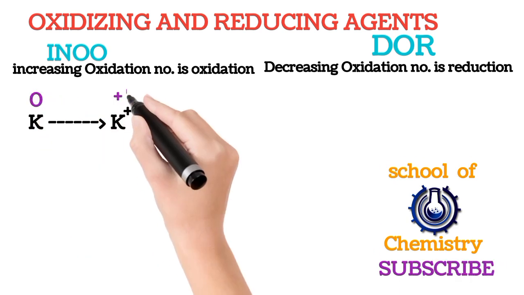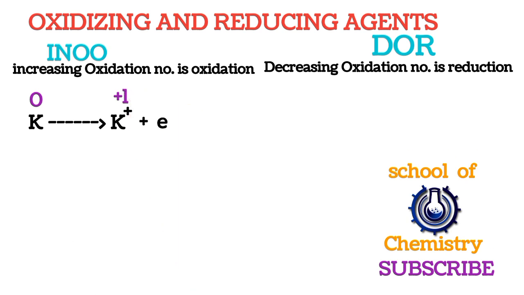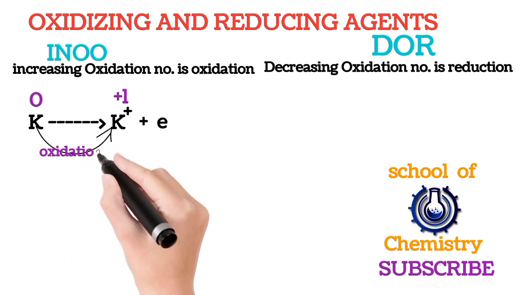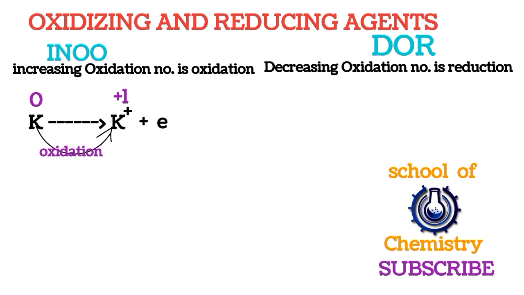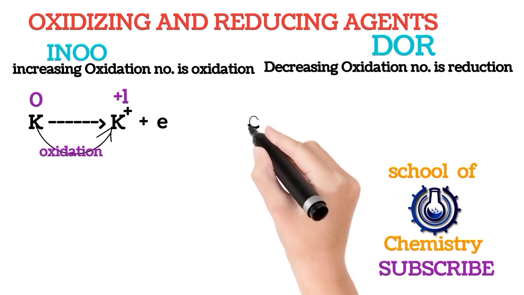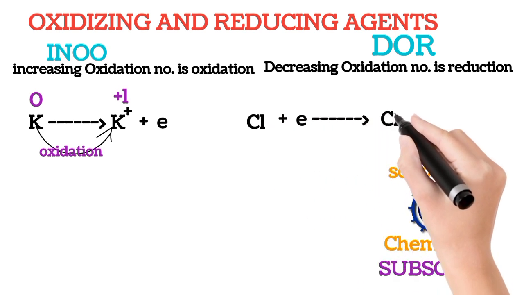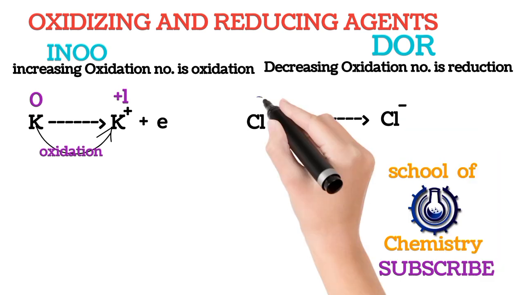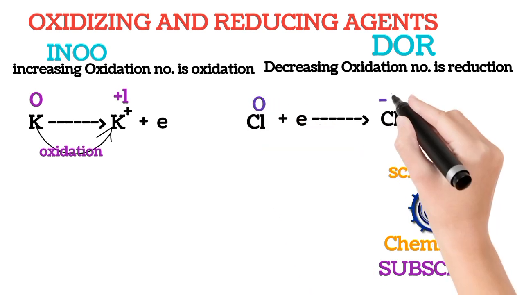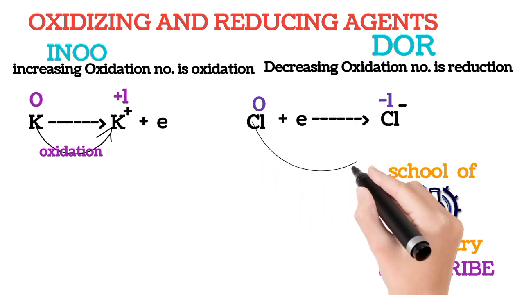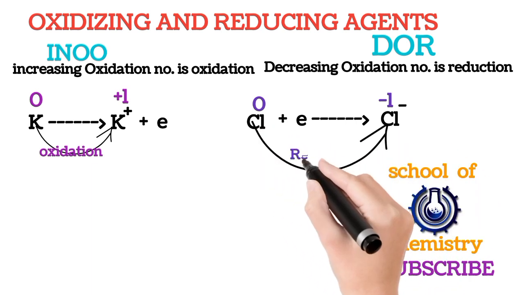Now, elements in their fundamental state have an oxidation state of 0. So potassium has an oxidation state of 0 and potassium ion plus 1. A change of 0 to plus 1 is increasing oxidation number. So that is oxidation. Now the electron lost by potassium will be gained by chlorine to form chloride ion. Elements in the fundamental state have an oxidation state of 0. So chlorine will have an oxidation state of 0 and chloride ion minus 1. A change from 0 to minus 1 is decreasing oxidation number, and that will be reduction. Are you following?